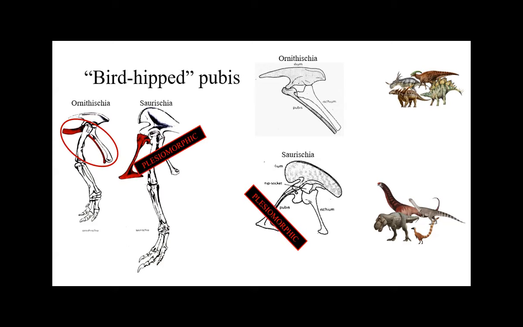And that condition of lizard-hipped isn't like two sides of the same coin, where one evolved bird hips and one evolved lizard hips. No, lizard hips is just what all reptiles pretty much have. And then the ornithischians have this derived condition in their hips. We're going to talk about it when we talk about ornithischian biodiversity, but it's really important to me that you have it now in our dinosaur slides.